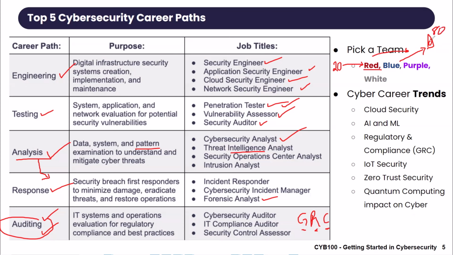85% of all the jobs are in the blue team. So when you become a security analyst, engineer, response, auditor, it's all part of the blue team, because our job is to make sure the company does what the company does without any interruption. Right? That's really what we do on the blue teaming side of things.